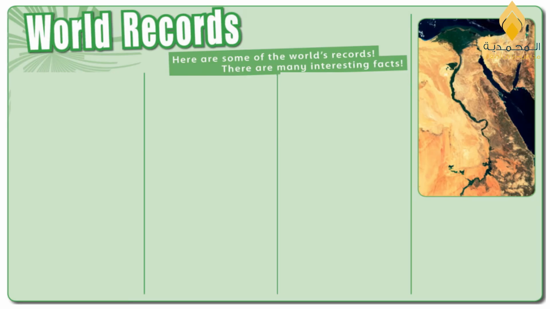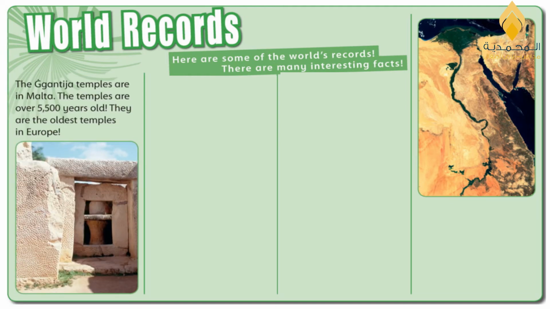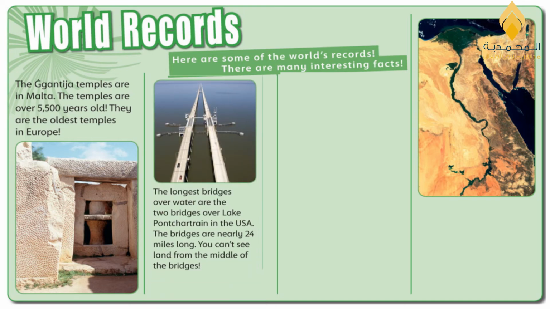And now, let's start reading. World records. Here are some of the world's records. There are many interesting facts. The Gigantia temples are in Malta. The temples are over 5,500 years old. They are the oldest temples in Europe.